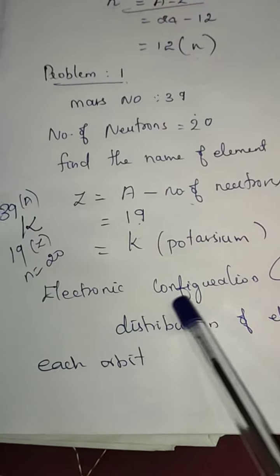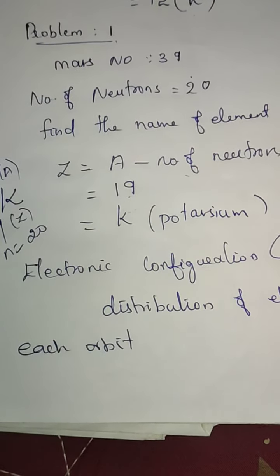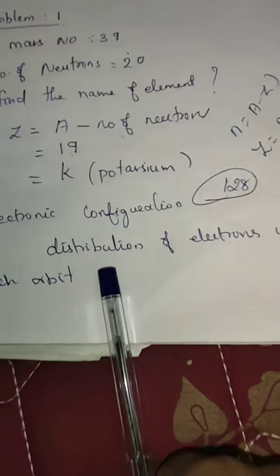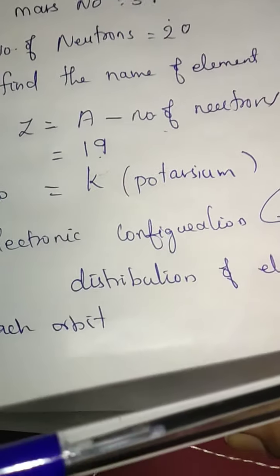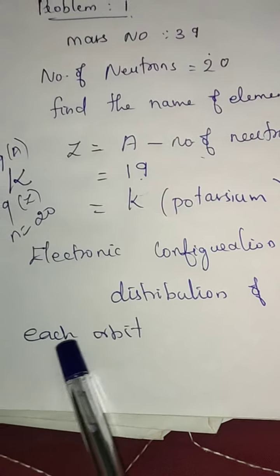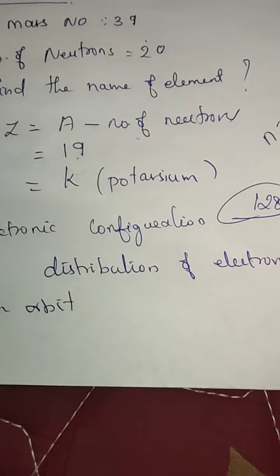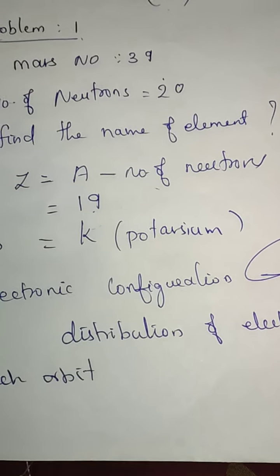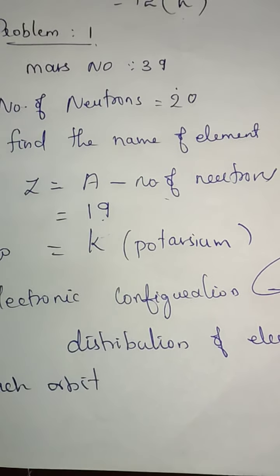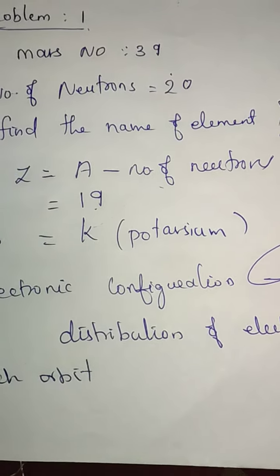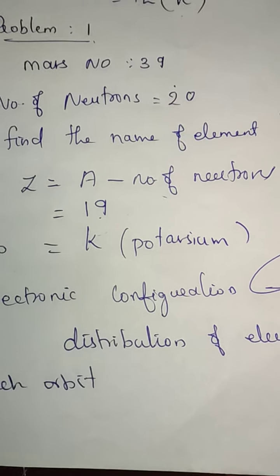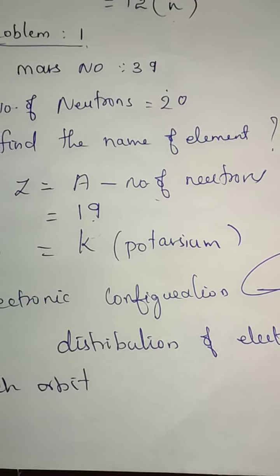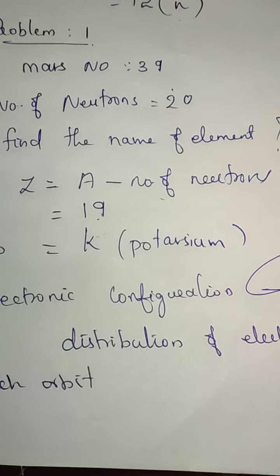The next one, electronic configuration. What is electronic configuration? The arrangement of electrons in each orbit, or you can say the distribution of electrons in each orbit, is called electronic configuration. According to Niels Bohr, we studied one electronic configuration, isn't it? Like a solar system. Do you remember? It has shells, and the shells are named K, L, M, N.